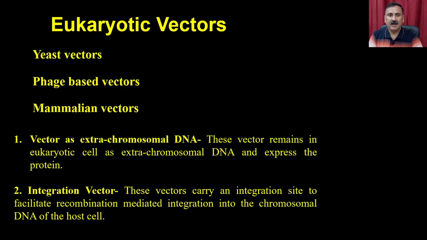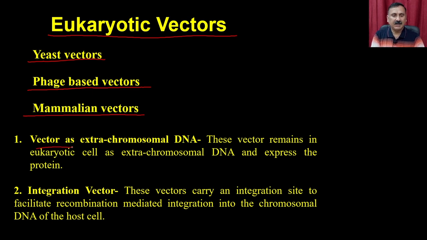So after the bacterial plasmid, we are going to discuss the eukaryotic vectors. Within the eukaryotic vectors, we are going to have the yeast vectors, the phage-based vectors, and the mammalian vectors.